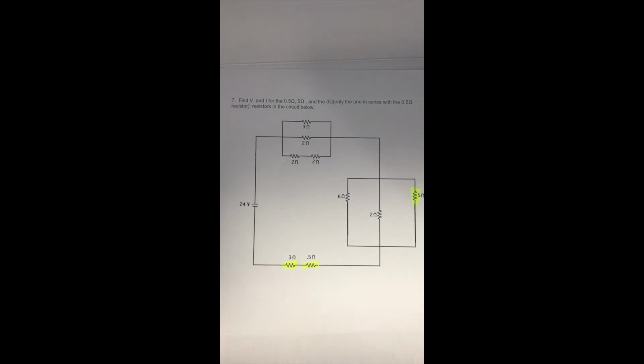Today we're going to do a complex circuit, and we are going to find V and I for the highlighted resistors. So the first thing we have to do is analyze the circuit and simplify it down to where we can finally figure out RT and IT.